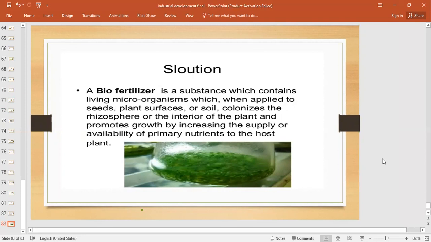I hope you have understood what the fertilizer industry is, why it is important to us, where it is found, why it is found there, and what the inputs, outputs, and processes are. What are the byproducts? What are the problems faced by and caused by the particular industry? And how can we solve those problems, right?